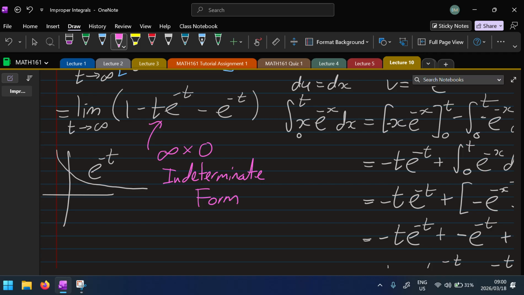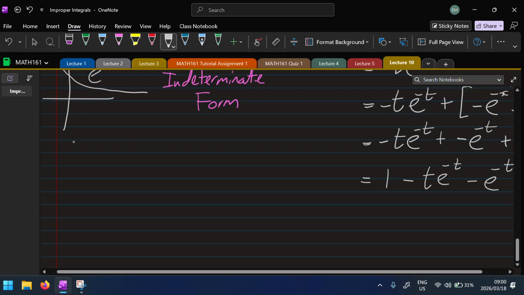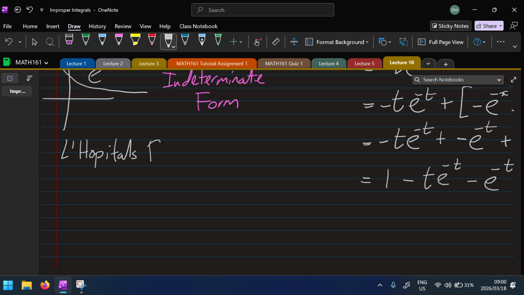When we have an indeterminate form, we know we have to do that bit of algebra, then we have to do L'Hopital's rule. Let's do that on the side. So L'Hopital's rule: remember, that works for limits where we have a numerator being infinity and a denominator being infinity. Remember that? Okay, so we have some sort of limit.